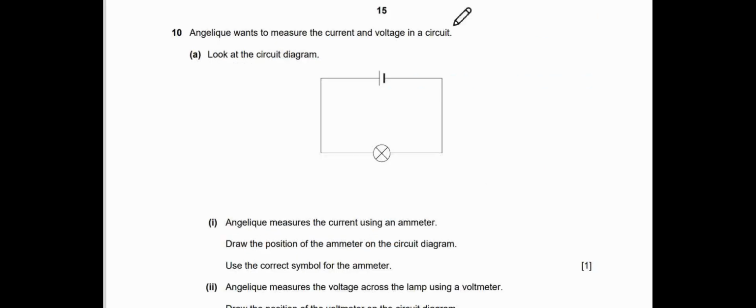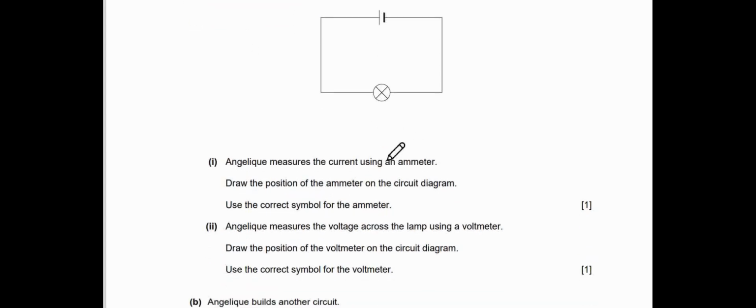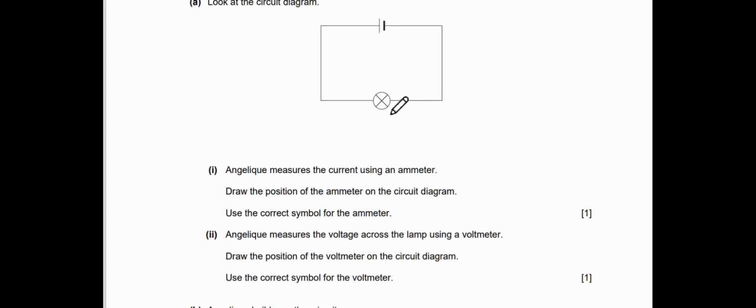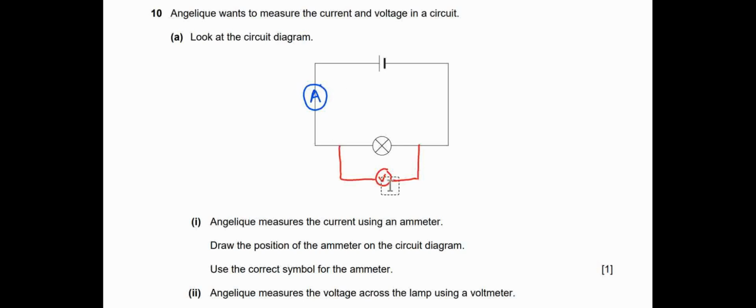Next, question 10. Angelic wants to measure the current and voltage in the circuit. Look at the diagram. Angelic measures the current using an ammeter. Draw the position of the ammeter on the circuit diagram, using the correct symbol. The ammeter should be drawn in series with the bulb. Angelic measures the voltage across the lamp using a voltmeter. Draw the position of the voltmeter using the correct symbol. The voltmeter should be drawn parallel to the bulb. Here we go, this is our picture, ammeter and voltmeter.